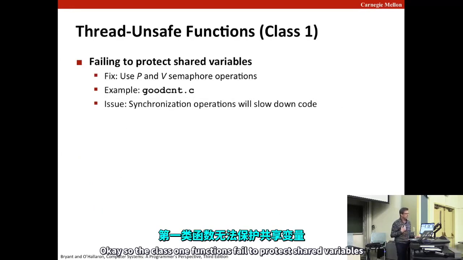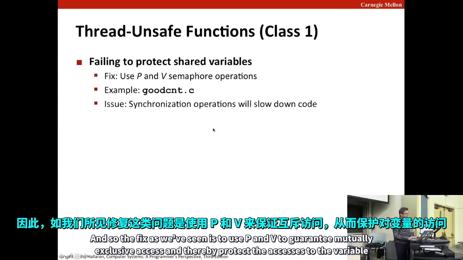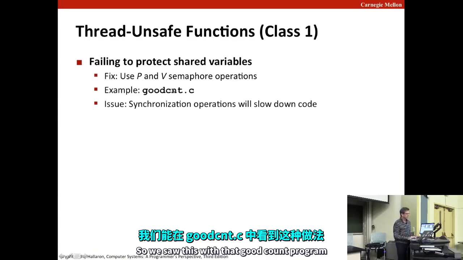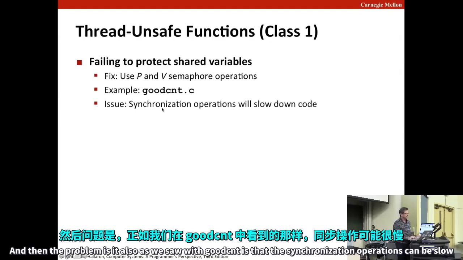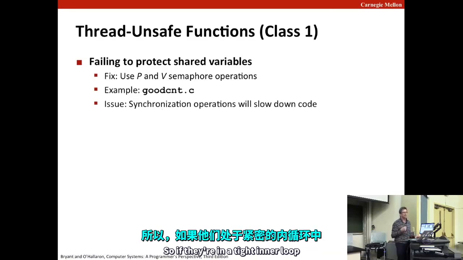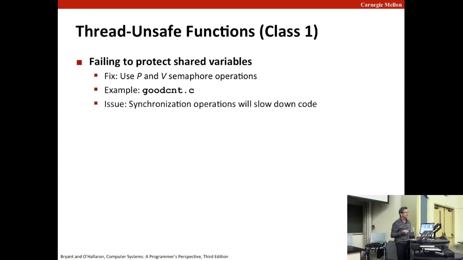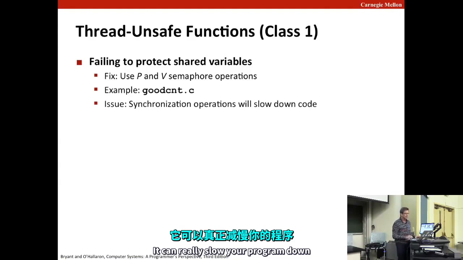Okay, so the class 1 functions fail to protect shared variables. And so the fix, as we've seen, is to use P and V to guarantee mutually exclusive access and thereby protect the accesses to the variable. So we saw this with that good count program. And the problem, also as we saw with good count, is that the synchronization operations can be slow. So if they're in a tight inner loop, it can really slow your program down.